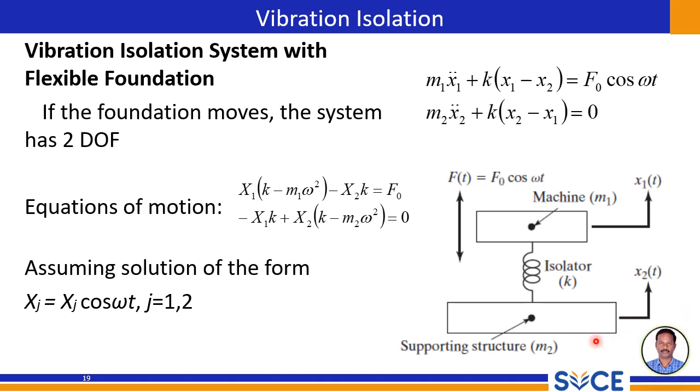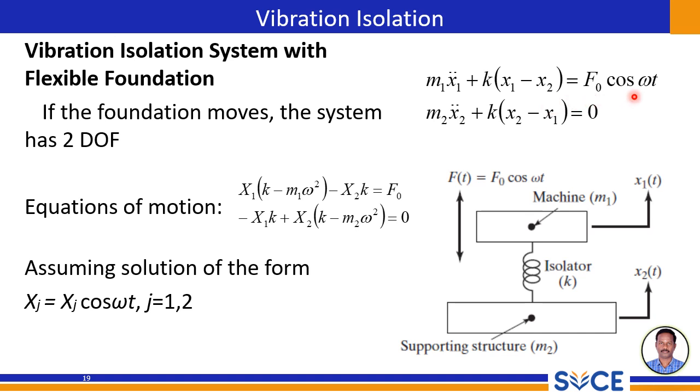If the foundation moves, the system has 2 degrees of freedom. This means that we need two coordinates to describe the motion of the system. That is x1, the displacement of the machine, and x2, the displacement of the foundation. The equations of motion are m1 x1 double dot plus k times (x1 minus x2) equal to F0 cos omega t.